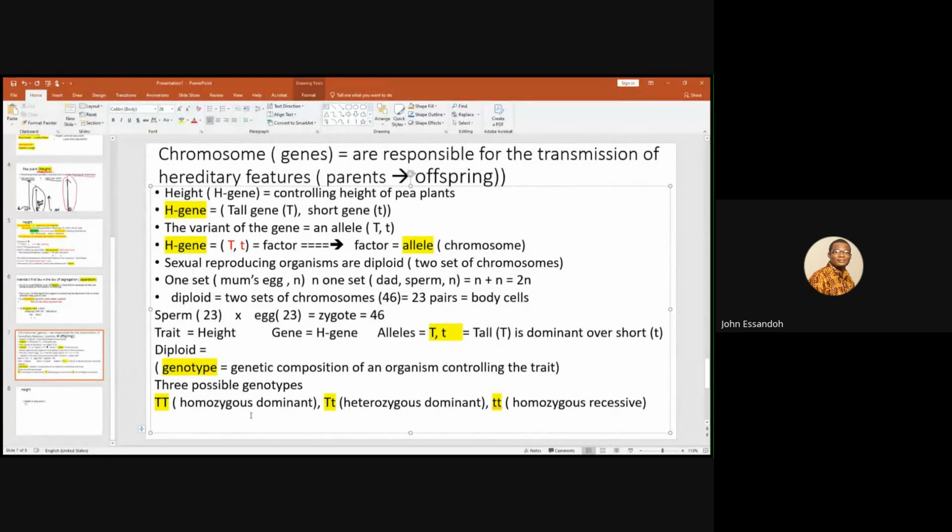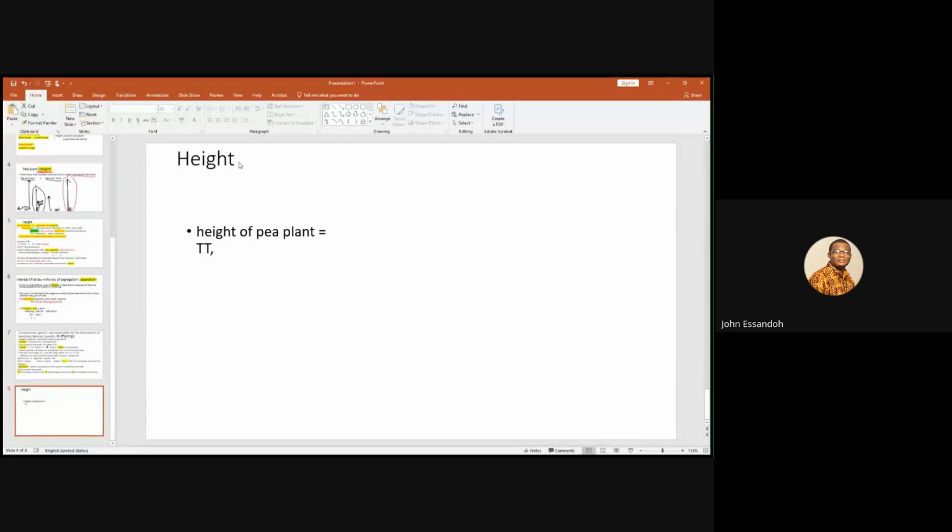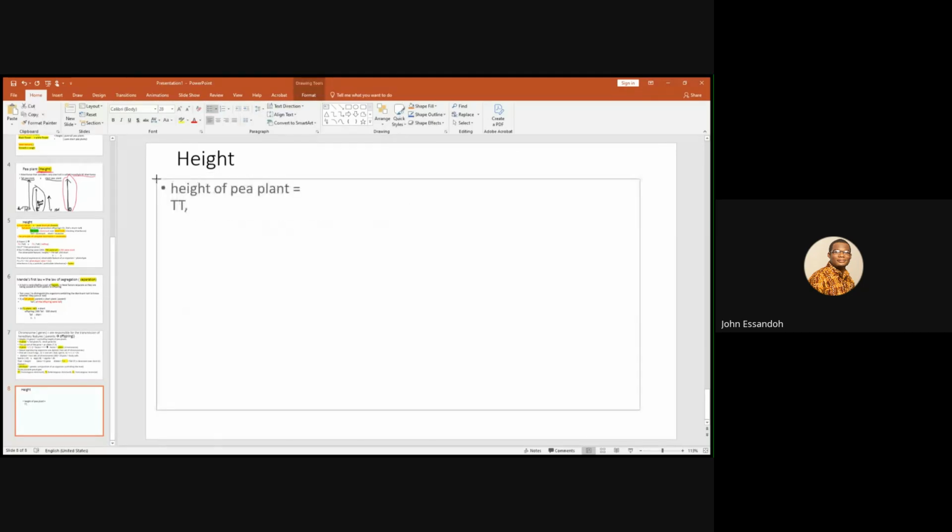Now, in terms of height, remember, I will say that because tall is dominant over short. So now let me come here with my height. So for the height, what is going to happen is this.